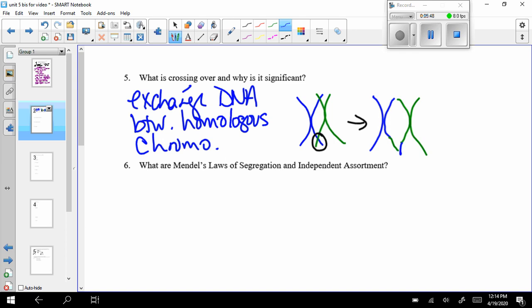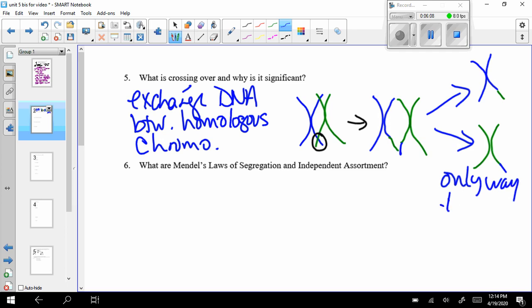And so you see that new combination happening. So when they separate, one of the gametes is going to look like this, and the other one is going to look like that. This is the only way to separate linked genes.